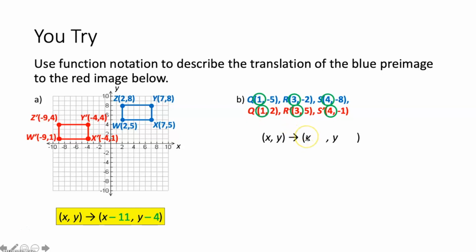So it's going to be technically x plus 0. What about our y coordinates? I'm going from -5 to 2. I'm going from -2 to 5, and I'm going from -8 to -1. Well, this is probably the easiest one to see. I'm going from -8 to -1, meaning that I am adding 7 to my y coordinate in my pre-image to get the y coordinate in my image. So it's giving me y plus 7 here in my function notation, and I'm done.